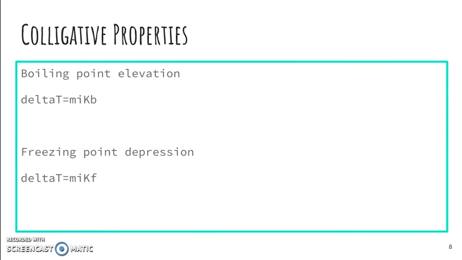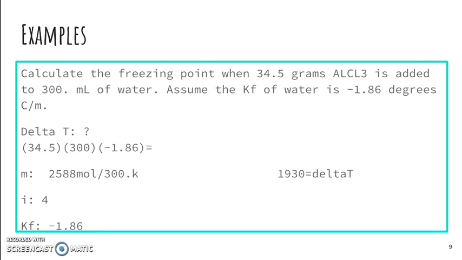Colligative properties are properties that depend on the concentration of the solute dissolved in the solvent, and that will change the normal properties of the solvent. The formula for boiling point elevation is delta T equals molality times number of ions times boiling point constant. The formula for freezing point depression is delta T equals molality times number of ions times the freezing point constant.